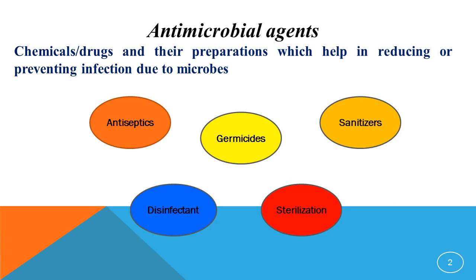Antimicrobial agents. Antimicrobial agents are the chemicals or drugs or their preparations which help in reducing or preventing the infection caused due to pathogenic microorganisms like bacteria, virus, fungus, protozoa, etc. Antimicrobial agents belong to various categories like antiseptics, germicides, sanitizers, disinfectants and sterilization, etc.